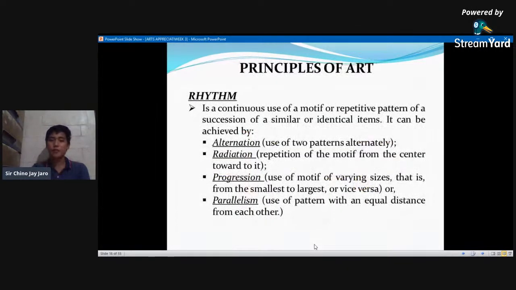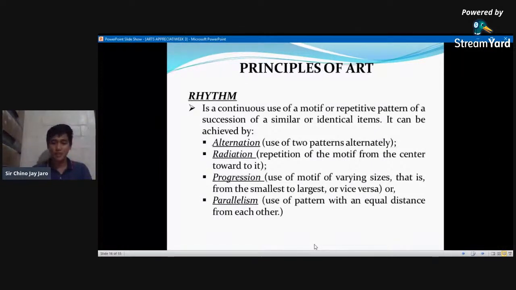Now let's go to rhythm. It is a continuous use of motif or repetitive pattern of a succession of similar or identical items. It can be achieved by alternation, use of patterns alternately; radiation, repetition of the motif from the center toward it; progression, use of motif of varying sizes, from the smallest to largest or vice versa; or parallelism, use of patterns with an equal distance from each other. So we have different types of rhythm with different patterns and arrangements: alternation, radiation, progression, parallelism.